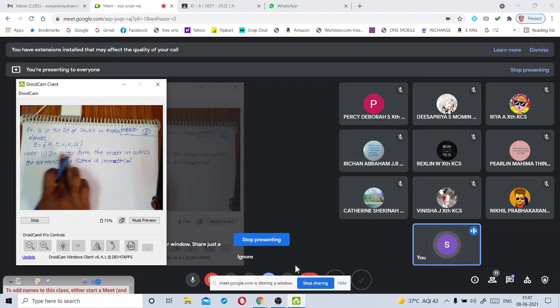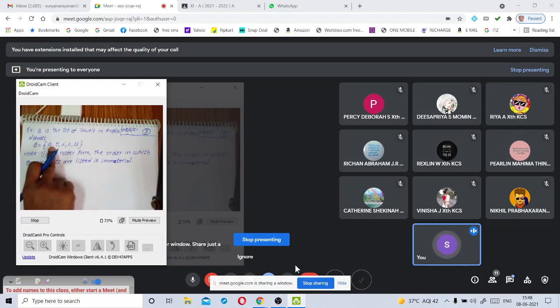For example, to understand this point, let us take an example. Here, what are the elements of the set B? A, E, I, O, U. Yes or no? In this example, what are the elements of the set B? A, E, I, O, U. Yes or no? Yes, sir.